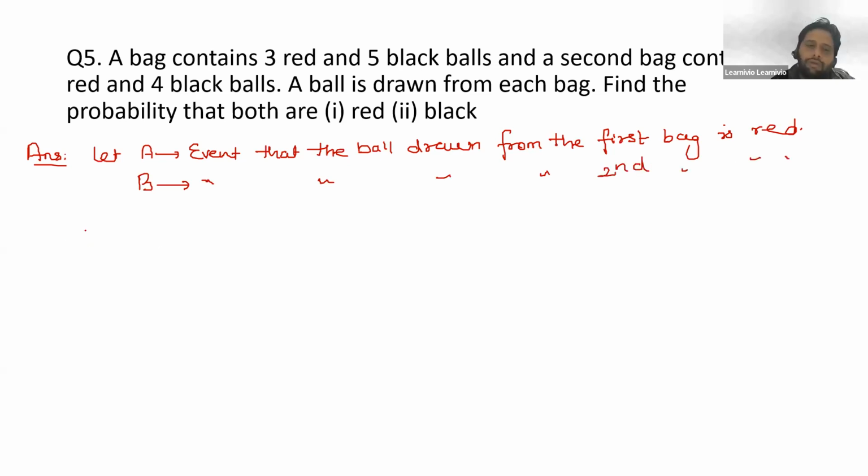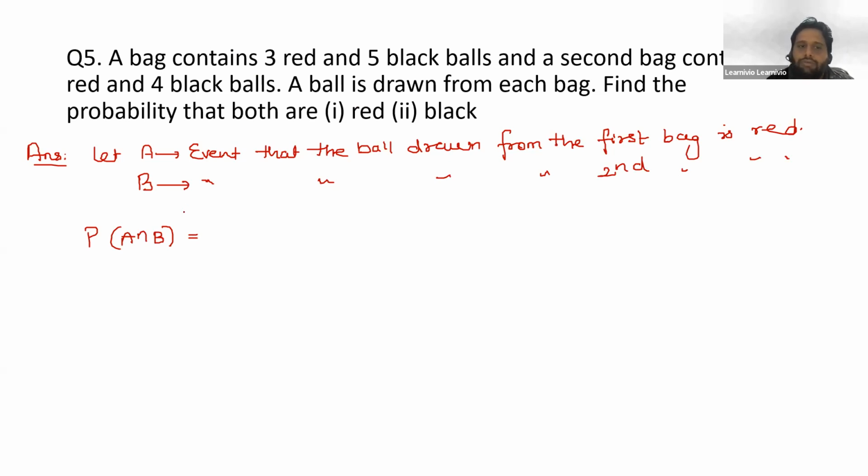So what we need to find? We need to find here P(A intersection B). Whenever you have to find "and", please write intersection. And we know that these two are independent events. You need to decide now whether these are dependent or independent events. Why am I giving so much stress on these types of questions? Because these are the basics.